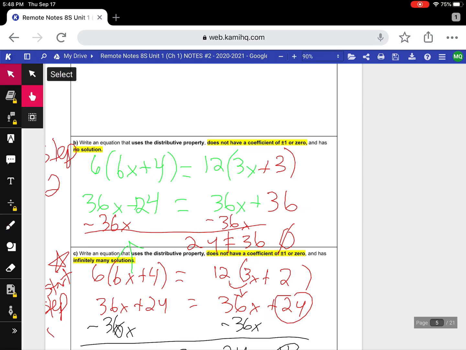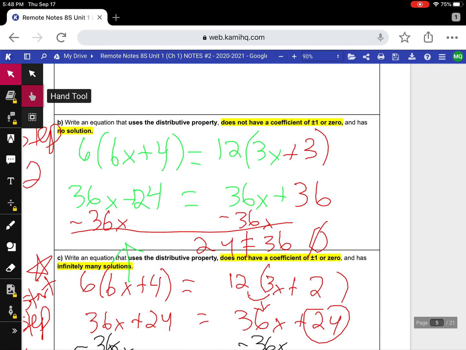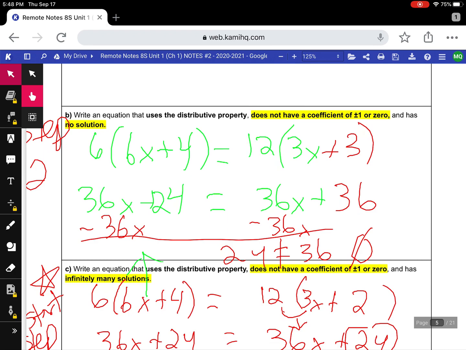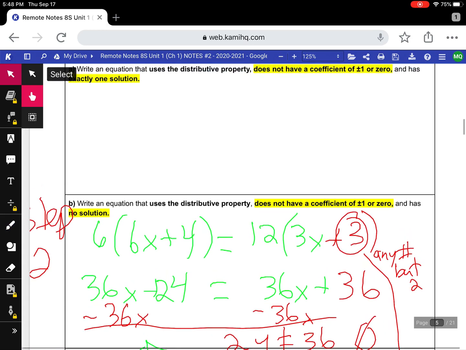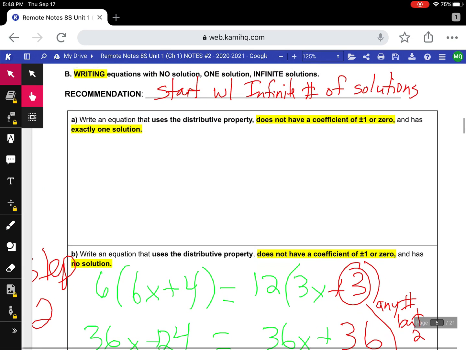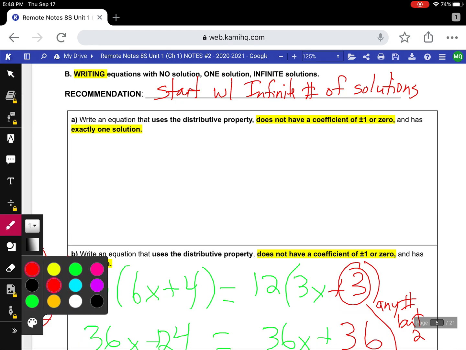Okay, and the bottom line is when you were doing an infinite number, no solution, this number right here can be any number but 2 because we use 2 down there. Okay, and so you're working backwards. Then when you do your last one, again, I use the same thing. I go back. Okay, I'm going to write the same thing.